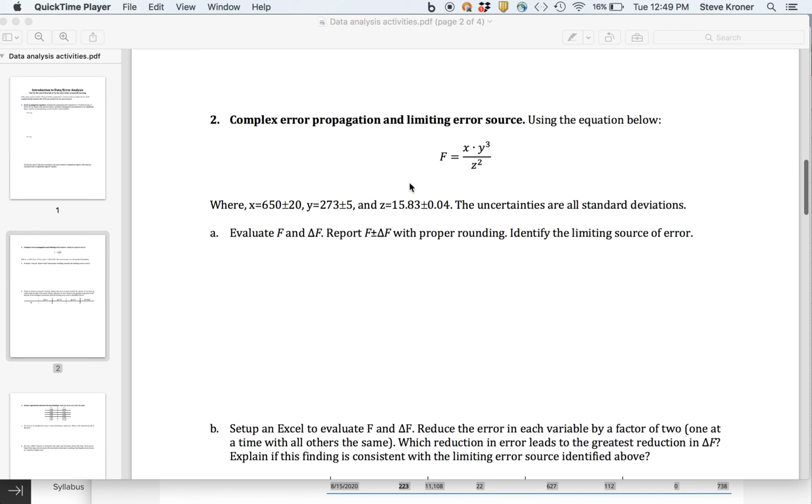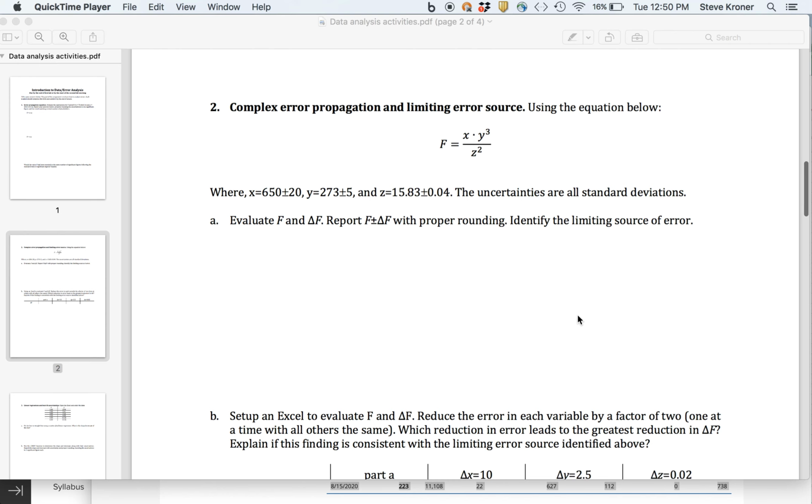Then we do an example with a more complex equation. Here we get x times y cubed divided by z squared, and we have our values here. And so you can determine f and delta f. You're taking df/dx, df/dy, df/dz, slightly more complicated, but not too complicated in terms of their derivatives. Remember, take the partial derivatives with respect to each variable, square it, and then multiply by the uncertainty in that variable squared. Add all those up, and then ultimately take the square root.